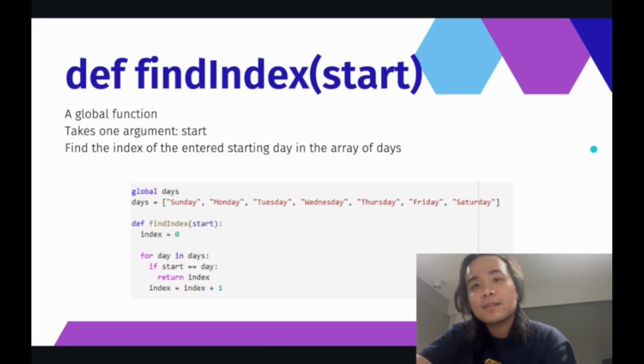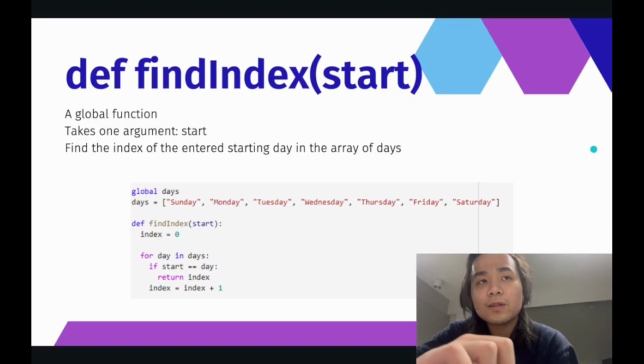findIndex function. The findIndex function is used to find the starting day in the array of days. As you can see in the code, first step we have to create an array of days in a week, and then we define the findIndex function and create our index variable and set it to be 0, and then we use a for loop to find the starting day.